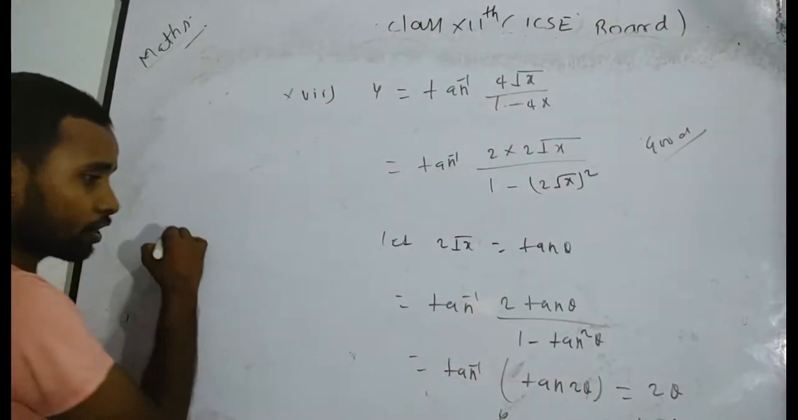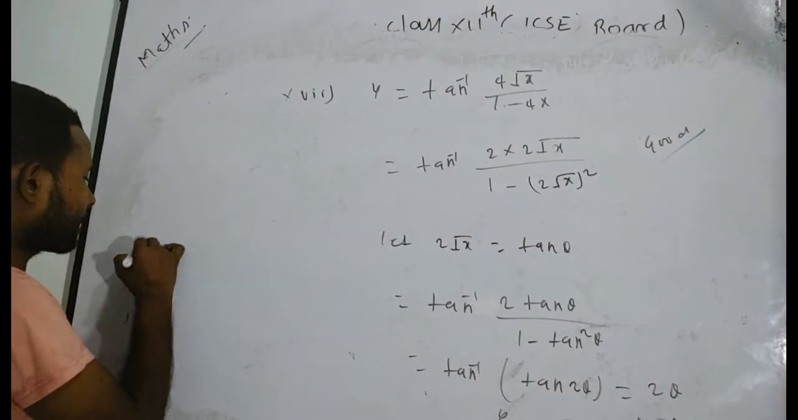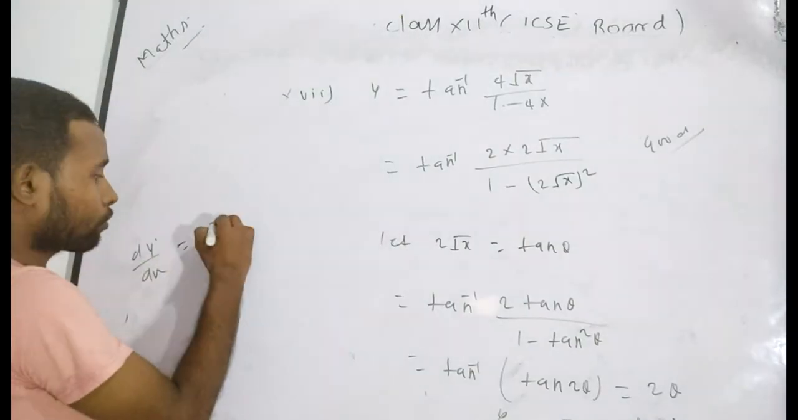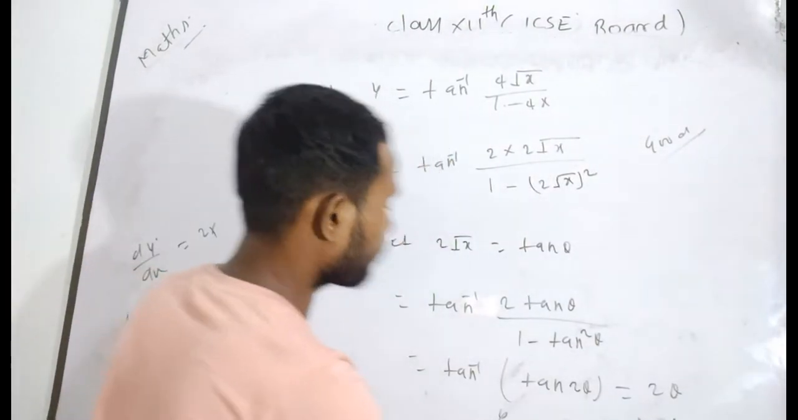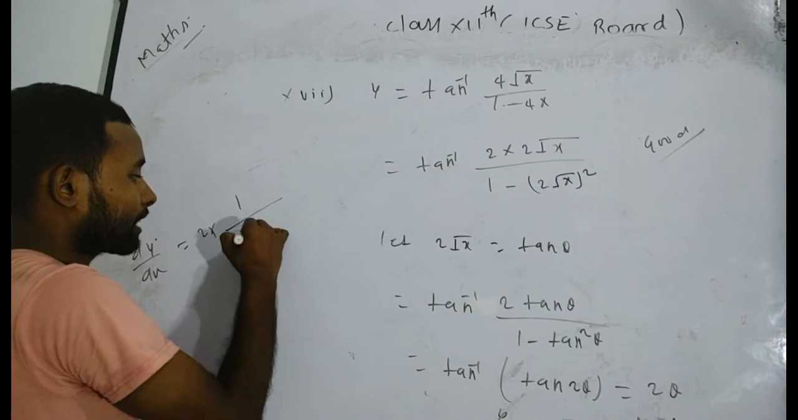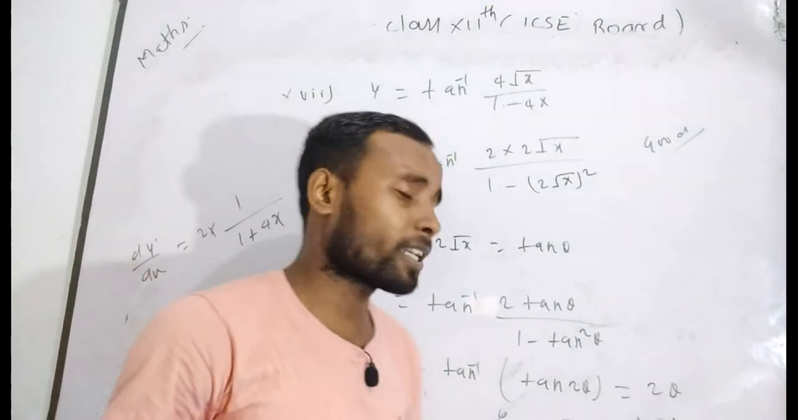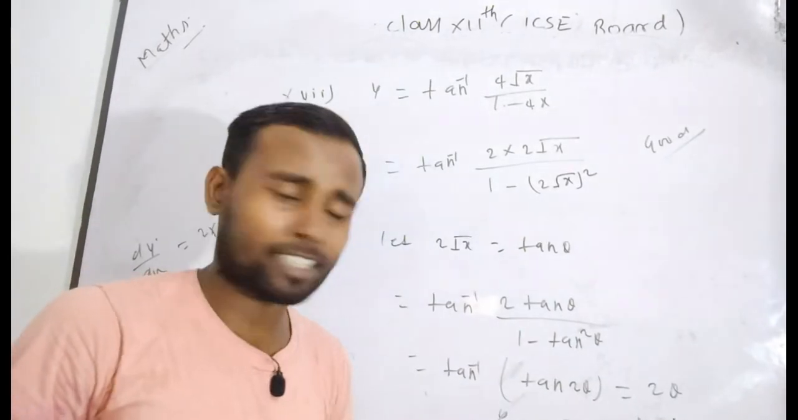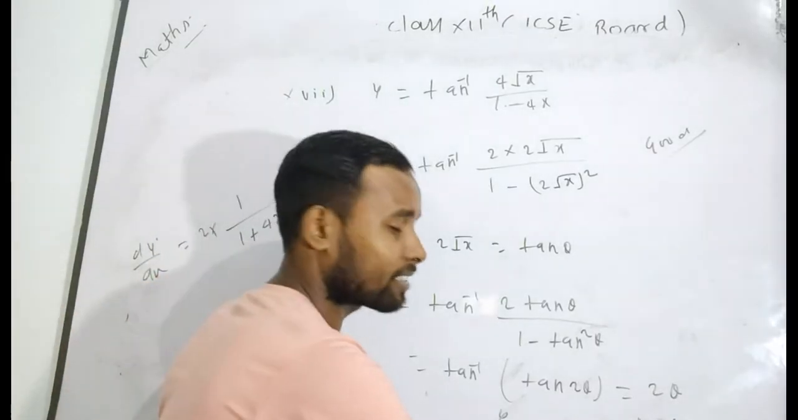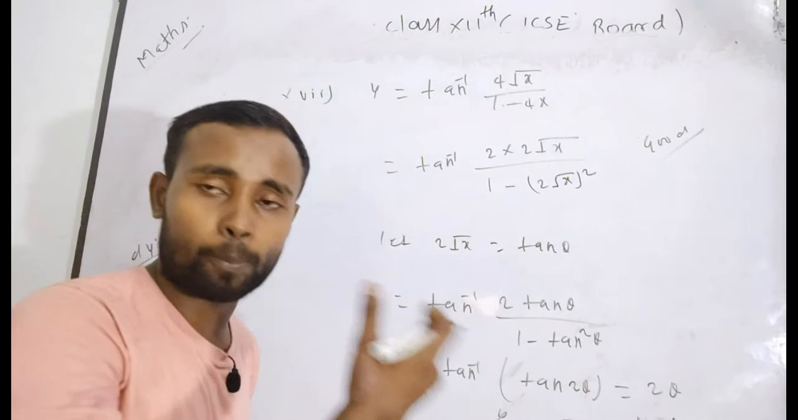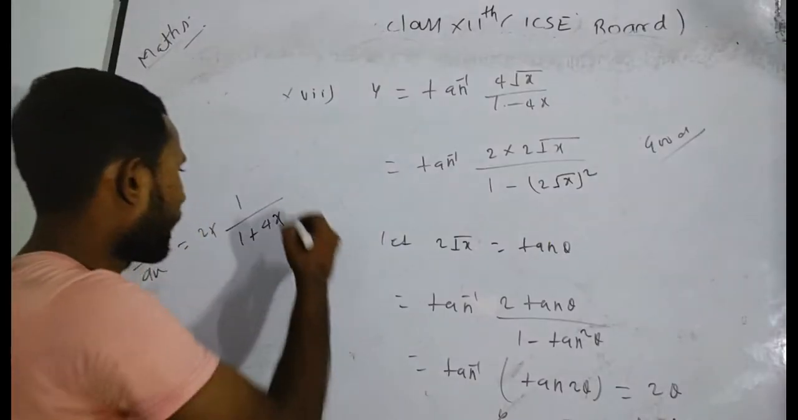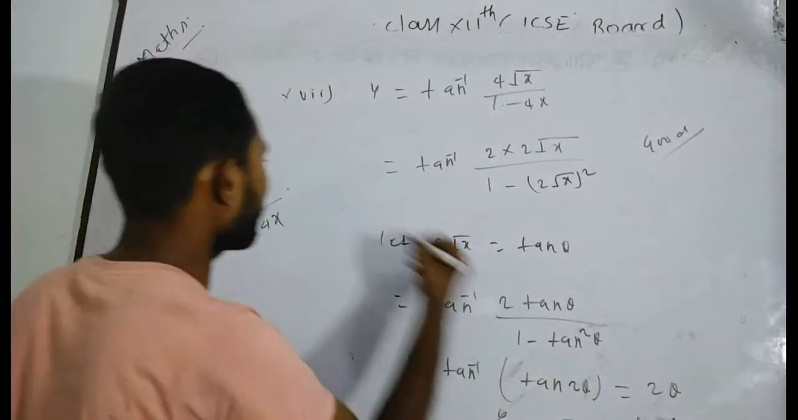After differentiating, I want to write this answer, dy by dx. Firstly 2 into the derivative of tan inverse 2 root x with respect to 2 root x. In that case you will get 1 upon 1 plus 4x, because the derivative of tan inverse x is 1 upon 1 plus x square, and in place of x there is 2 root x, and the square of 2 root x will be 4x. And again you have to differentiate 2 root x with respect to x.